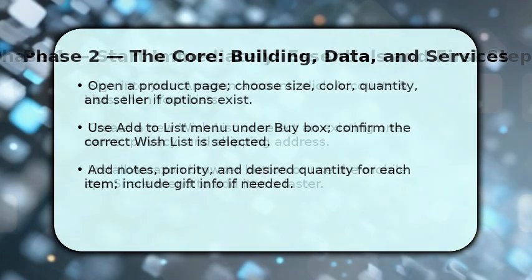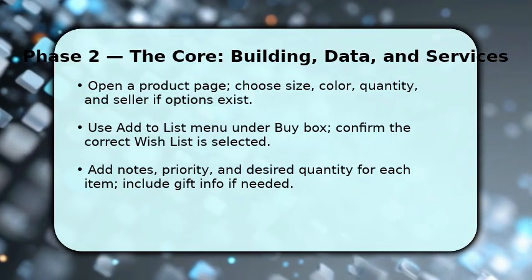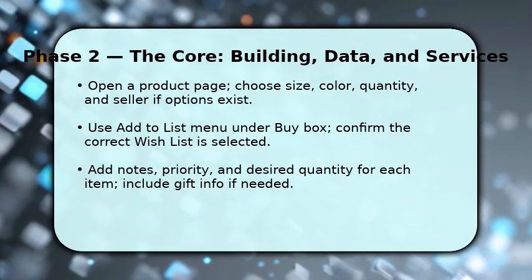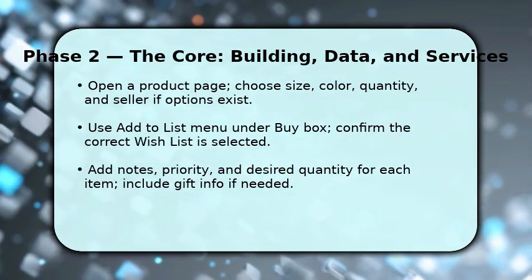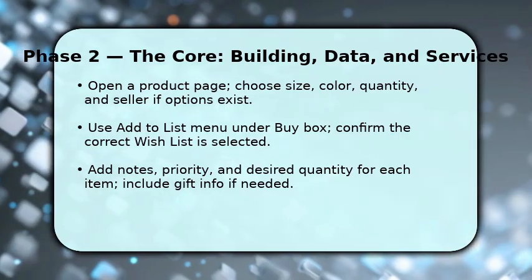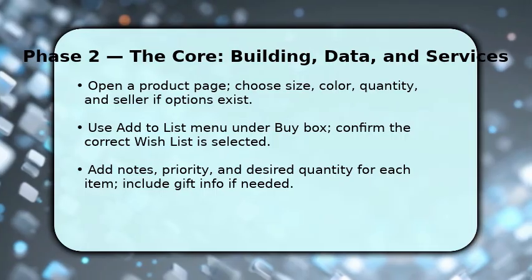Now that your list exists and tools are ready, move to finding and adding the first items. You now add items with attention to detail. Open each product page, choose size, color, quantity, and seller when options appear, because the wrong variant can arrive. Then use the Add to List menu beneath the Buy box and confirm the correct wish list is selected. Don't just click Add to Cart.